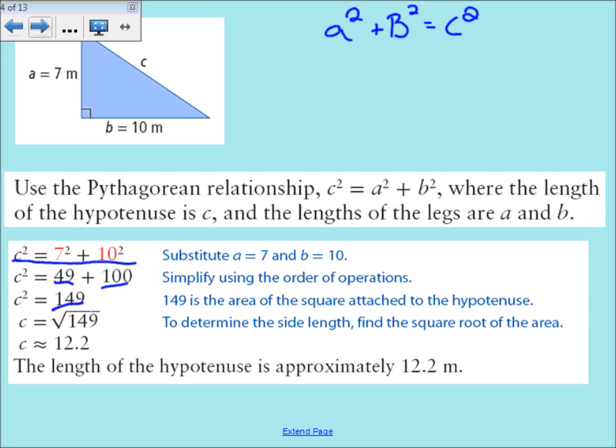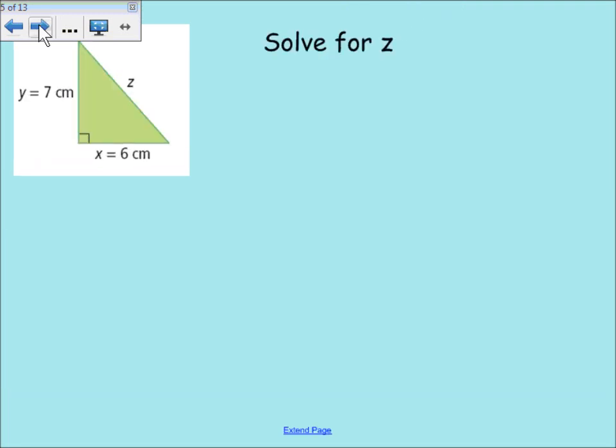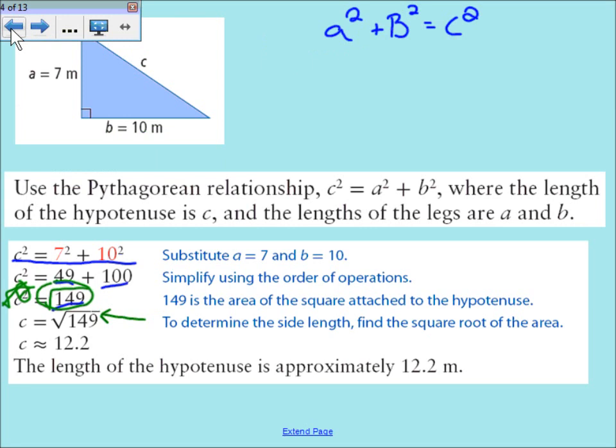Now, this is where it gets a little tricky. The opposite of square is square root. So to get rid of this square, we have to square root this side. That will cancel out the 2, leaving us with the square root of 149, which is what you can see right here. So the answer is about 12.2. And using your calculator, you can prove that that's true.